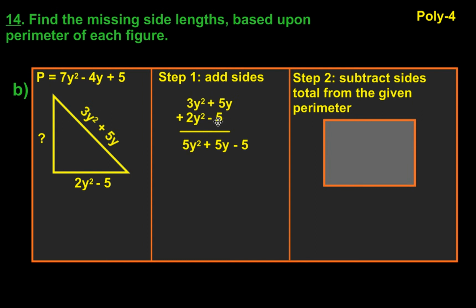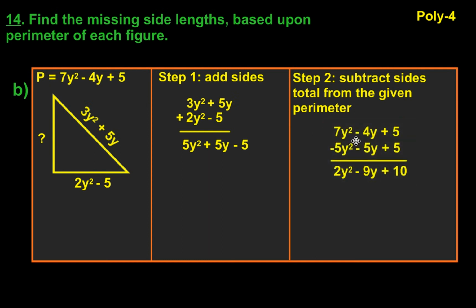Be careful, don't try to subtract 5 from 5y. They are not like terms and they cannot be subtracted. So each of these terms gets brought down. But since we're doing it in descending order, the 5y comes down first and then the -5 afterwards. And now that we have the total of these two sides, we could subtract this from the original perimeter to find the missing side length. So we're going to subtract the two sides from the perimeter.